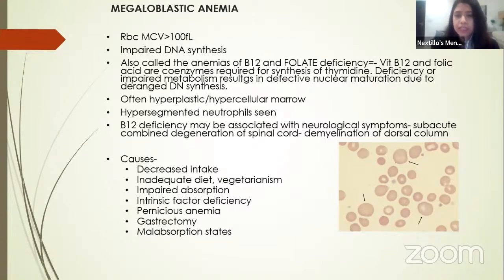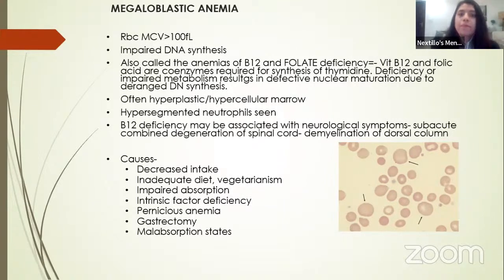So how do we recognize a megaloblastic anemia? As we already discussed, the mean corpuscular volume over here would be more than 100 femtoliter. Now, why does it happen? It happens because there is impaired DNA synthesis. As we know, vitamin B12 and folic acid are important for DNA synthesis in our bodies. They are required for synthesis of thymidine. Our DNA has those 4 bases, A, T, C, G. The T, that is the thymidine, requires vitamin B12 and folic acid for its synthesis.